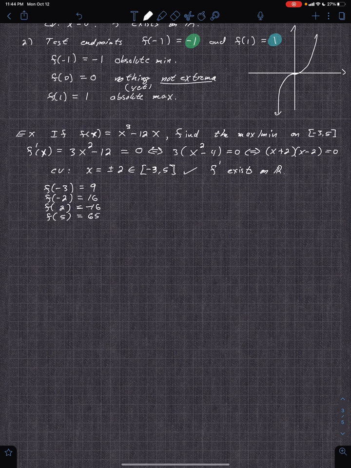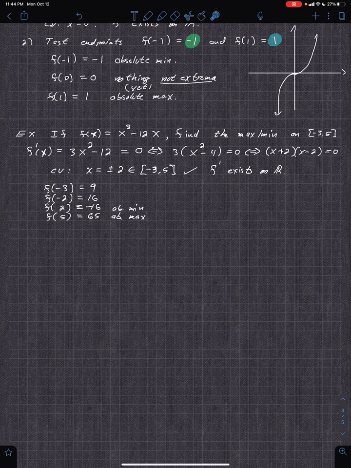All right, so you just label them. Basically, this is the absolute max. This is the absolute minimum. So in this case, the critical value at 2 gives you an absolute minimum on the interval. This basically will be a local as well, we'll get to that later. This will be a local as well, but we'll get to that later. And then that's just an endpoint.